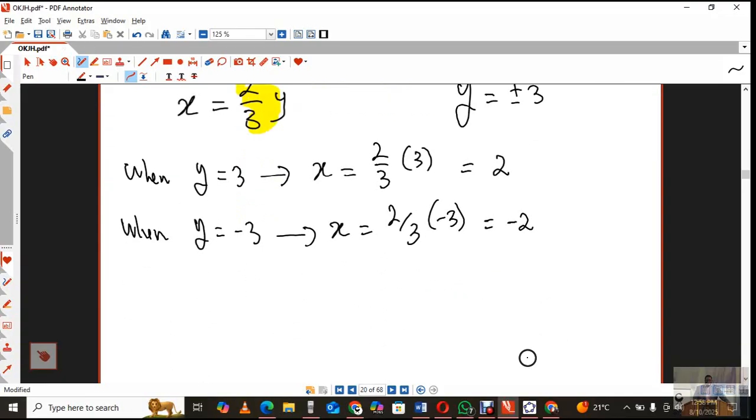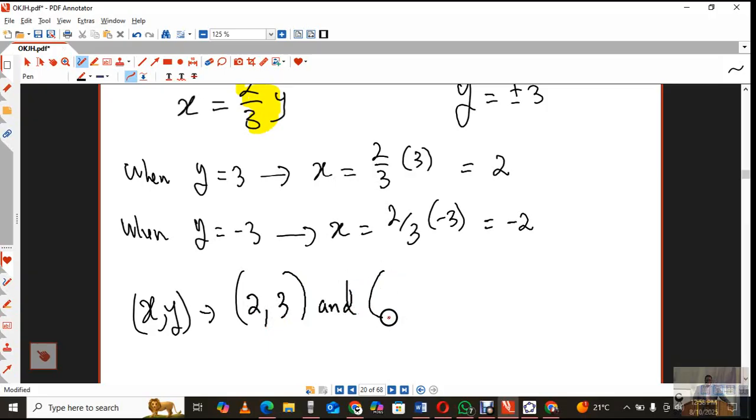So what do we have? We have our coordinates for x and y: x is 2 when y is 3, and x is negative 2 when y is negative 3. Ultimately, this is the solution to that.